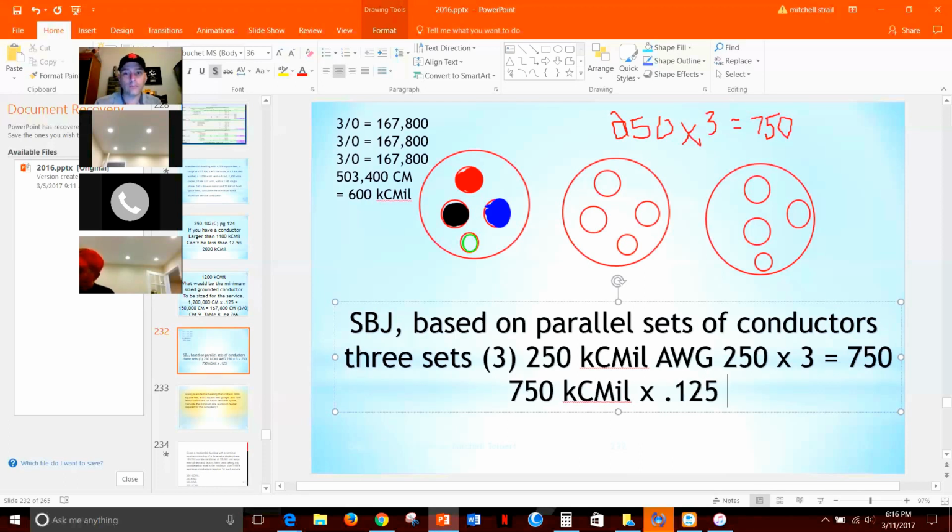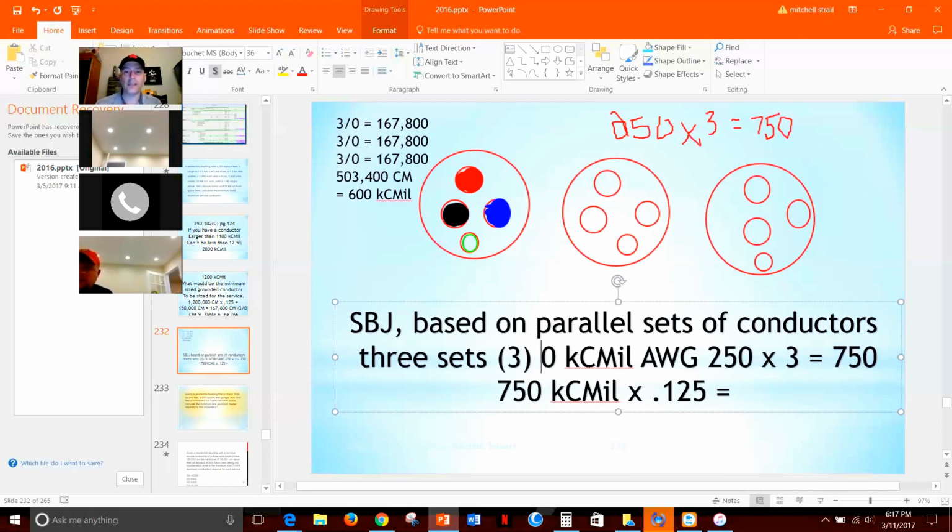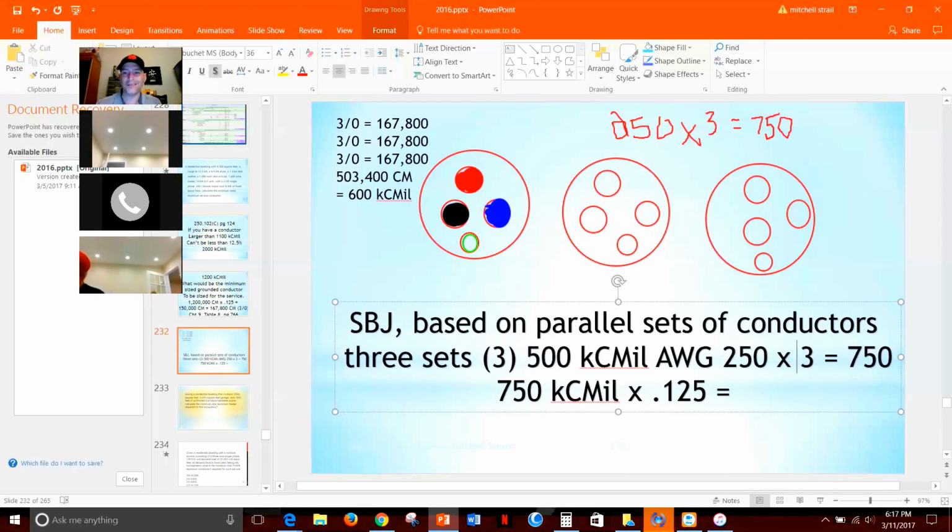On this note 1, it says that the multiplication only applies if it's over 1100 kcmil. Yeah, you're right. We're not over that with 750, so you can go straight to the table. Yes, it has to be over 1100 kcmil. Let me change this. Thanks for catching that. We'll make these 500 kcmil. How's that? That'll give us a wire size large enough to do this.